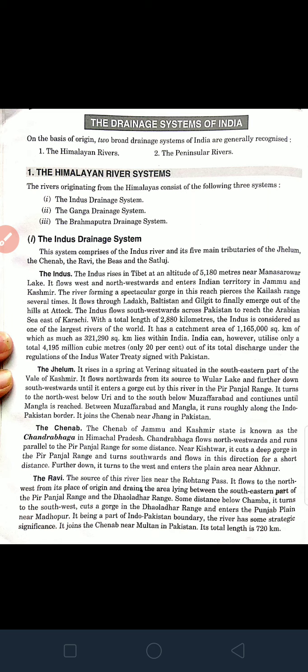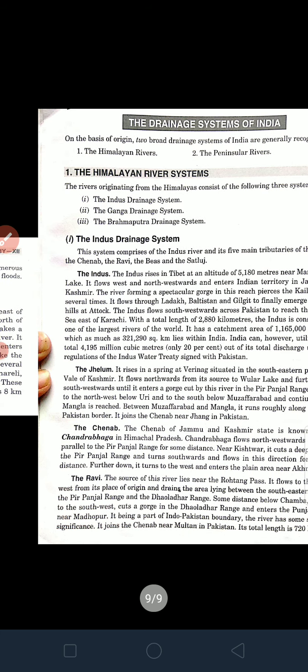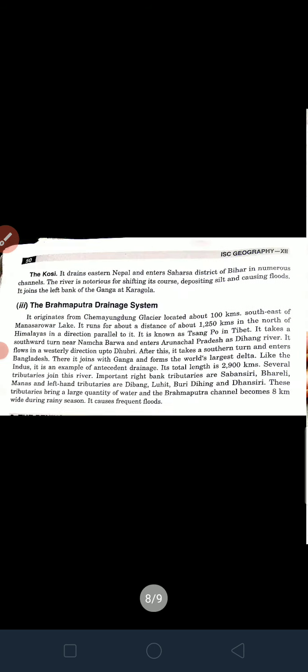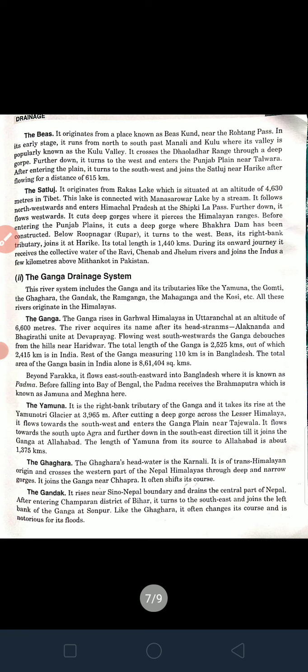Being a part of the Indo-Pakistan boundary, the river has some strategic significance also, and it joins the Chenab near Multan, Pakistan. Its total length is about 720 kilometers. So all these tributaries of the Indus system finally flow up to Pakistan.